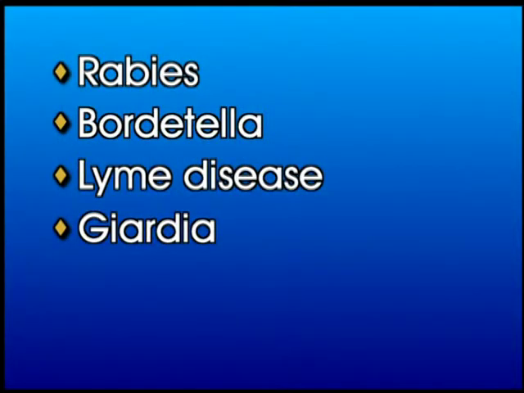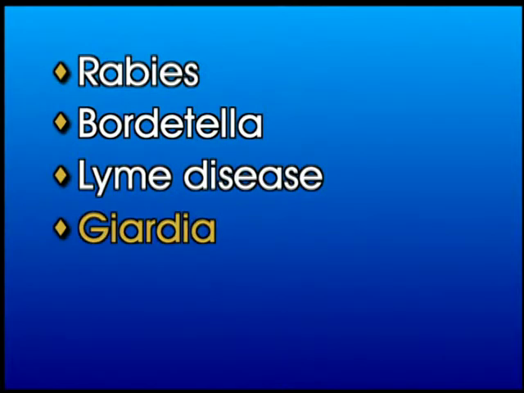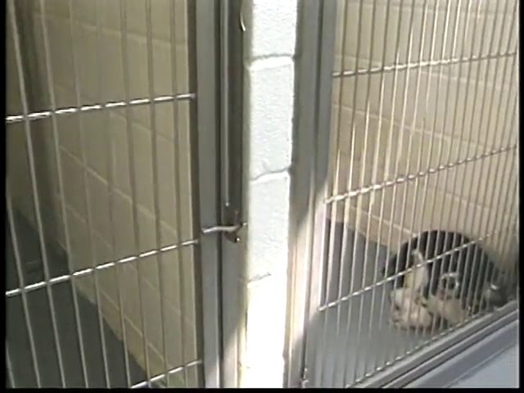There are 3 other vaccines that are given to dogs: Bordetella or kennel cough, the Lyme disease vaccine or Borrelia burgdorferi, and the Giardia vaccine. The need for the Lyme vaccine and the Giardia vaccine varies by geographic location, so you should consult your veterinarian as to its need. Bordetella, as you may recall, is one of the bacteria that contributes to kennel cough.